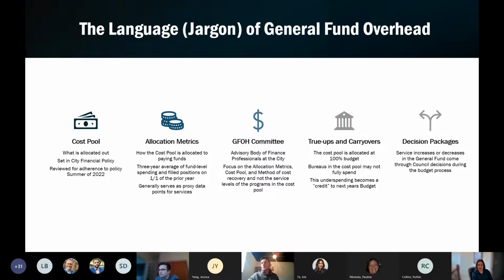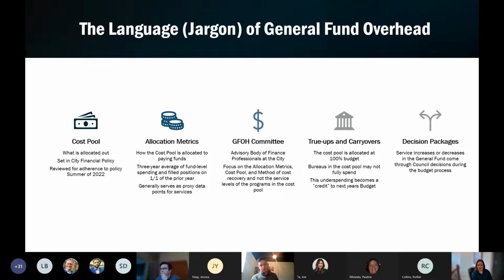We then have what are known as the true ups or carryovers. So the cost pool is allocated at 100% budget. Bureaus in the cost pool may not fully spend this budget. So this underspending becomes the credit in the coming year's budget development. So that is what you may see referred to as the true up.